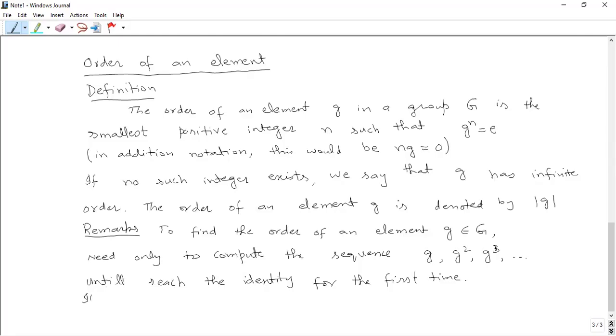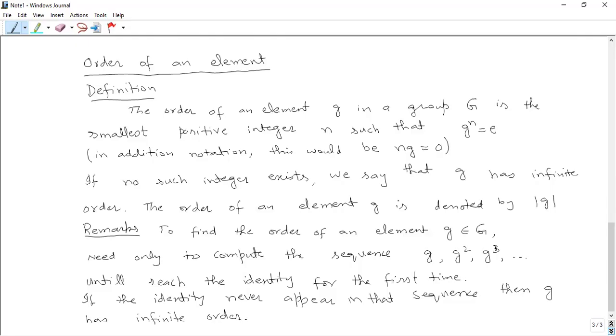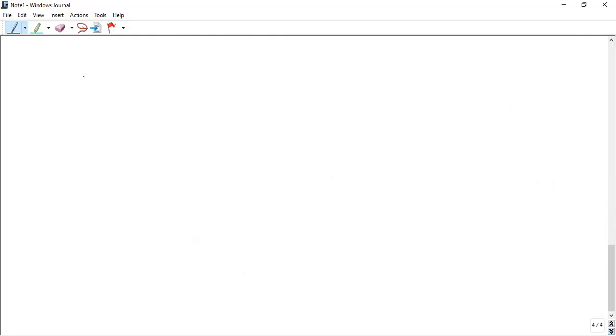Okay. If the identity never appears in that sequence, then g has infinite order. Now we will see some examples.